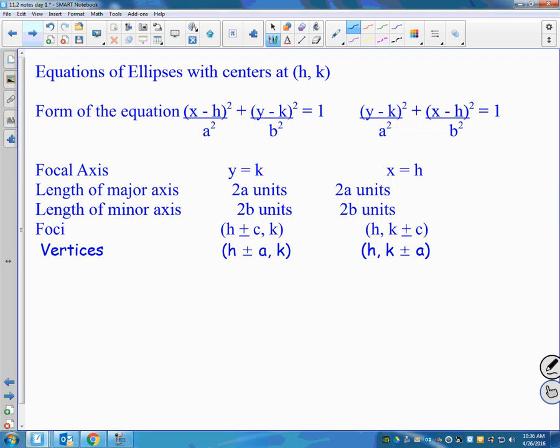But again, just like with parabolas, I'm not focusing on this. We're just going to start with our center, and we know that we'll move C units left and right if it's horizontal, and C units up and down if it's vertical. And again, even when they don't ask me to graph it, sometimes getting it graphed is helpful.